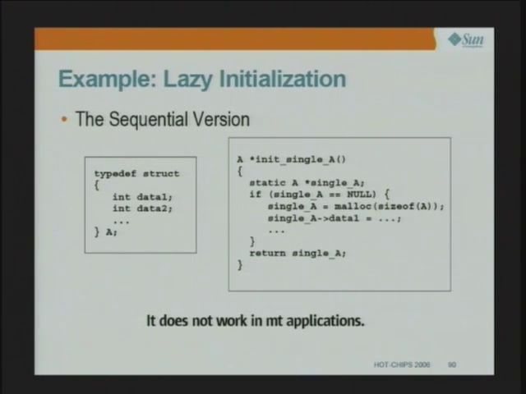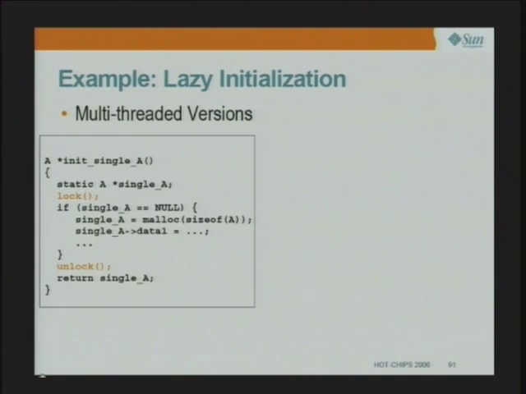You check whether the value of singleton A is null. If it's not null, just return this value. If it's null, you do a malloc, get the memory space for this singleton, assign the value to this pointer, and return this pointer. This is easy to understand, but it does not work in multi-threaded applications. So this is one version that you can make thread safe. You do the checking, the malloc, the assignment, and you put all of this into a lock.